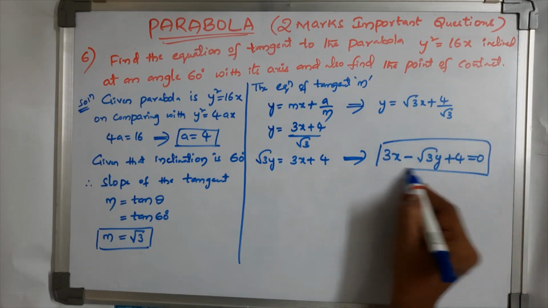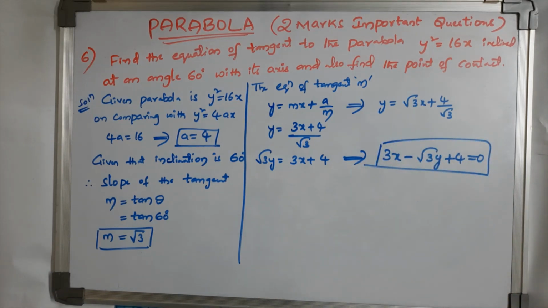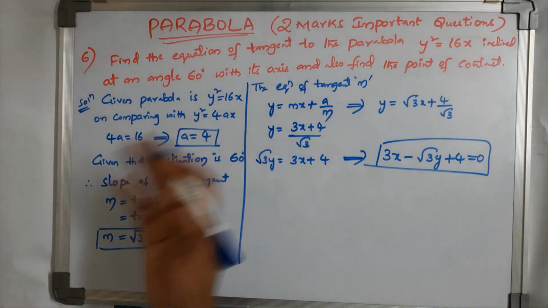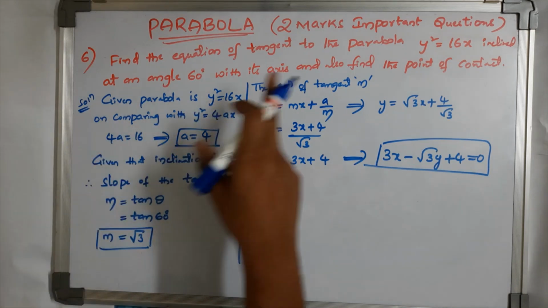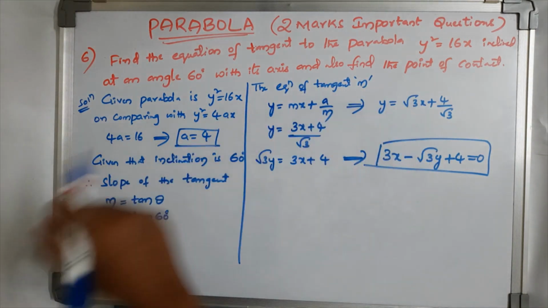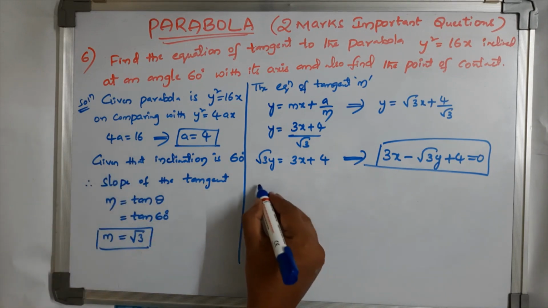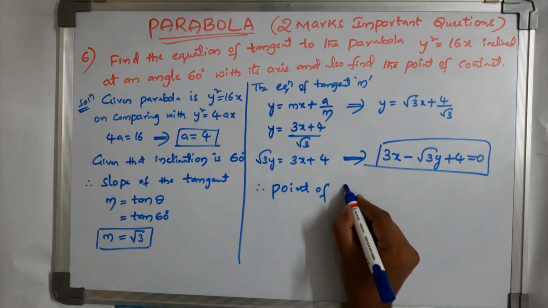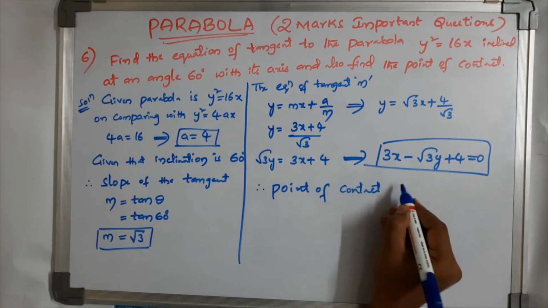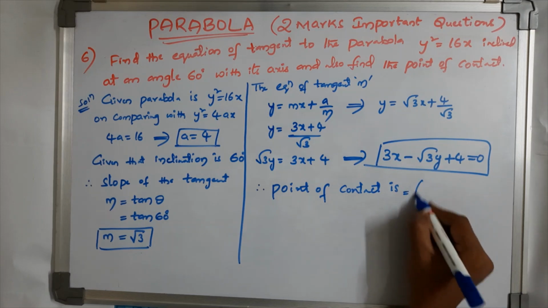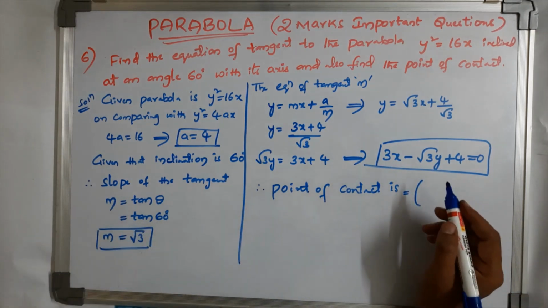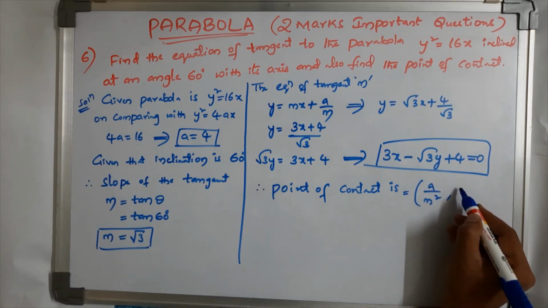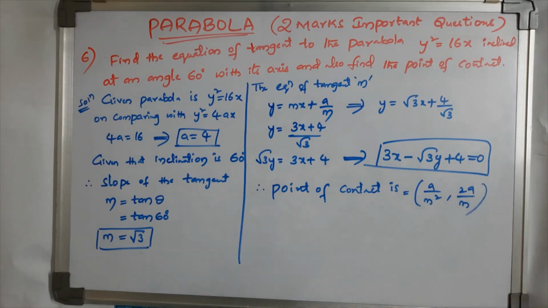This is the required equation of tangent to the parabola y square is equal to 16x, which is inclined at an angle 60 degrees with its axis. The question also asks to find the point of contact. In the previous question we discussed the formula for the point of contact. What is the point of contact? a by m square comma 2a by m.